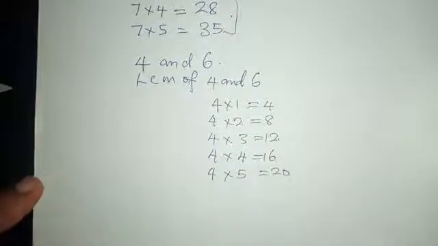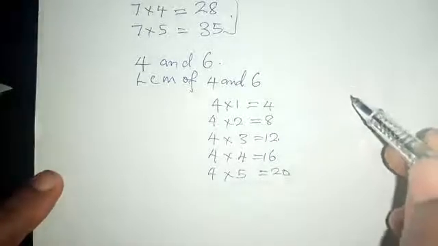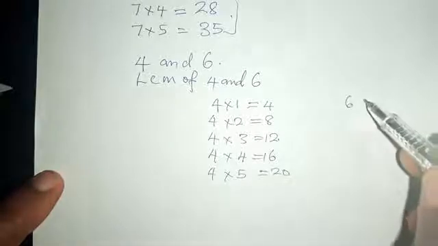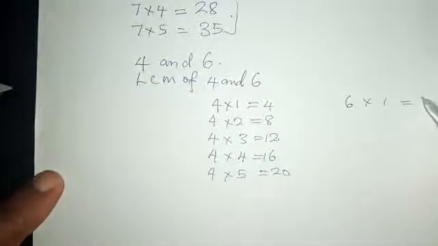Now let's look at multiples of 6 and check which one is common. Multiples of 6. 6 times 1 is 6.